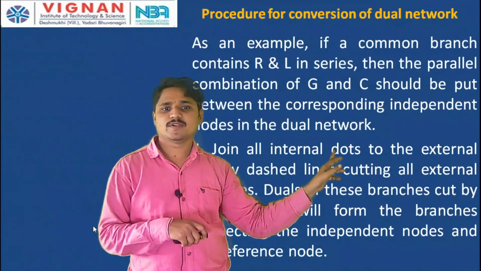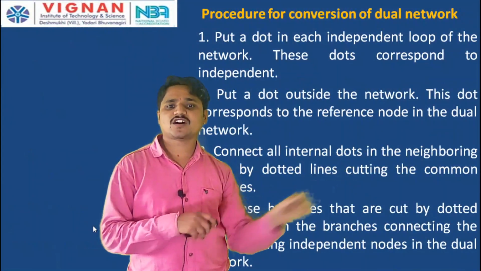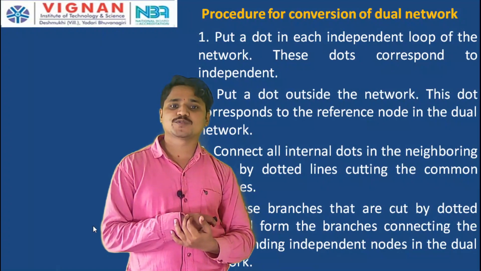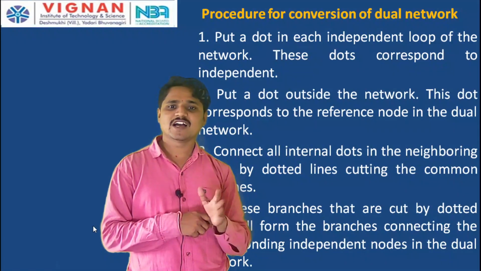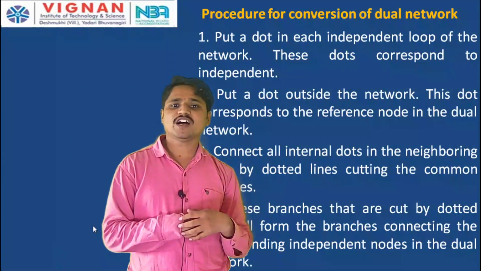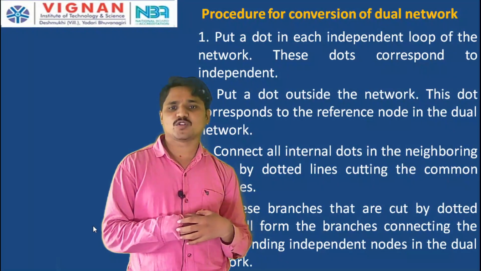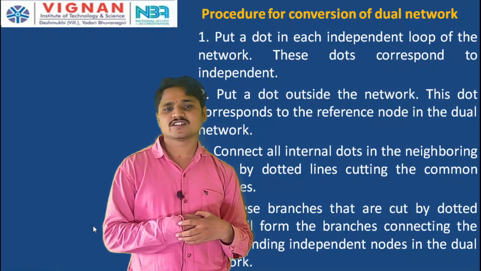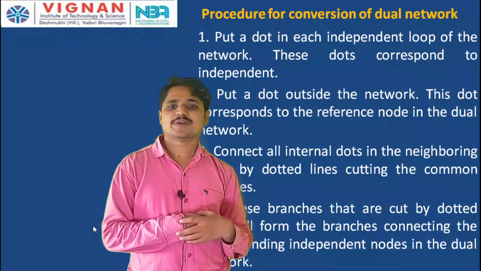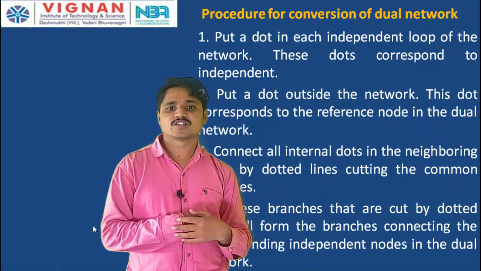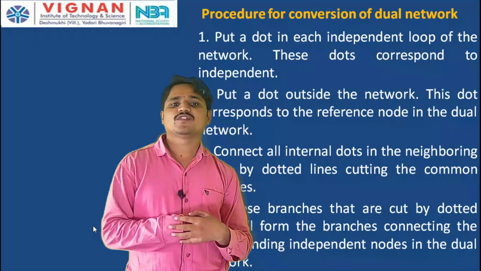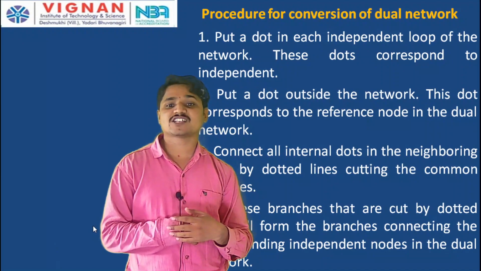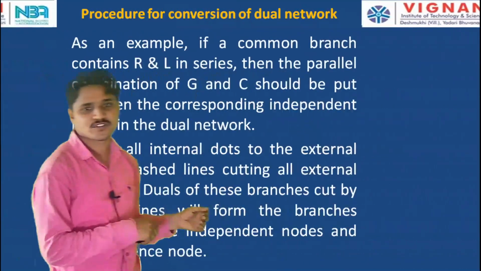Now, third step. What is the third step? Connect all internal dots in the neighboring loops by dotted lines, cutting the common branches. You have to eliminate the common branches. You have to cut the common branches. These branches that are cut by dotted lines will form the branches connecting the corresponding independent nodes in the dual network.